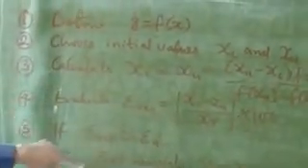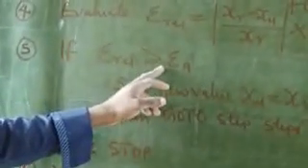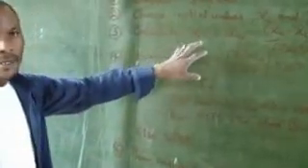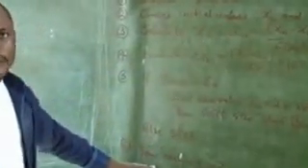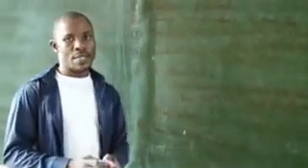Keep checking for this condition. If it's always greater than this, you repeat. But once you get to a stage where it is less than, you stop. There you already have a value for xr. The value of xr is the required root. So you take it, and then that's your result.